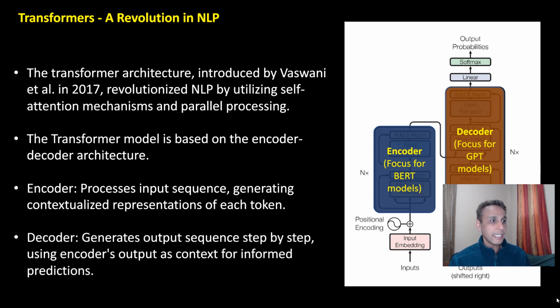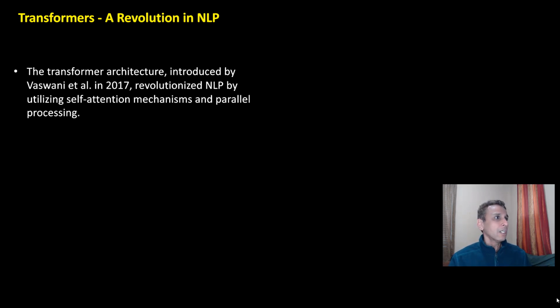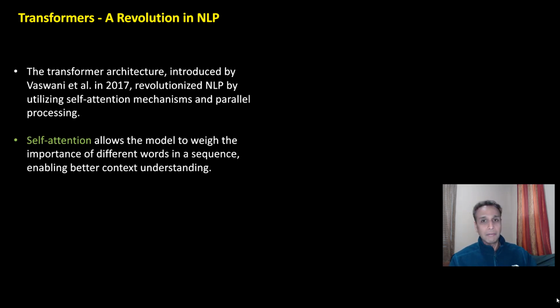And the decoder's job is to generate an output sequence step by step, using the encoder's output as an input. So it takes an input, and the decoder's job is to provide you a sequence, and it goes from left to right, because it doesn't know what's going on. In fact, I have a slide on that. Let me not talk a lot about it.